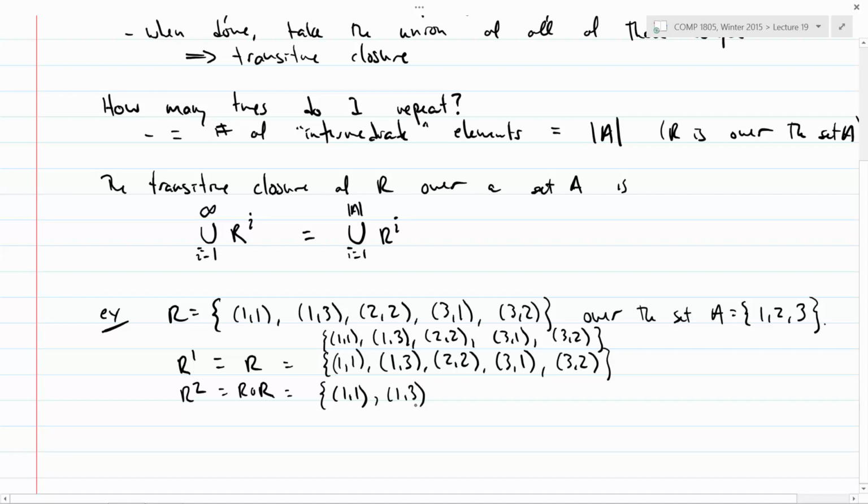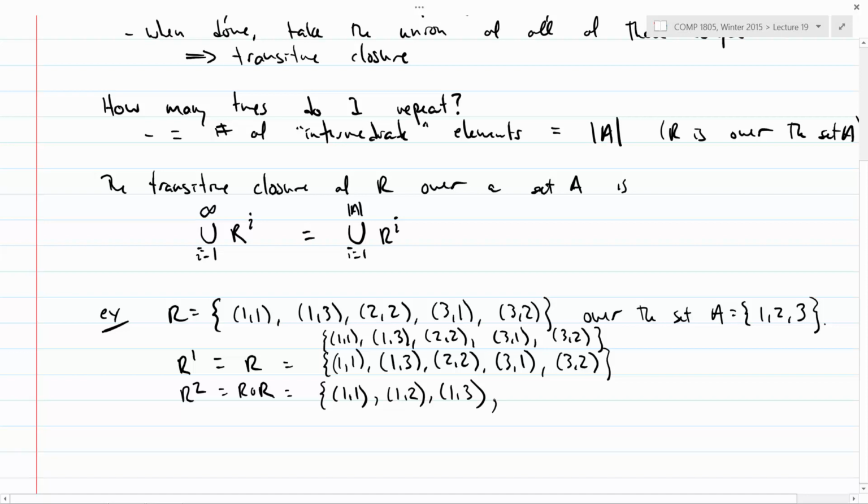What else am I missing? What else do I have? Anyone see? Yeah, (1,2). Why do I have a (1,2)? Yeah, I have a (1,3) and a (3,2). So (1,3), (3,2) gives me (1,2). I'm going to write it over here just so it's in order, because I find that's easier for me. You might not agree. Okay, and that's all you can get for 1, because I only have 1, 2, and 3.